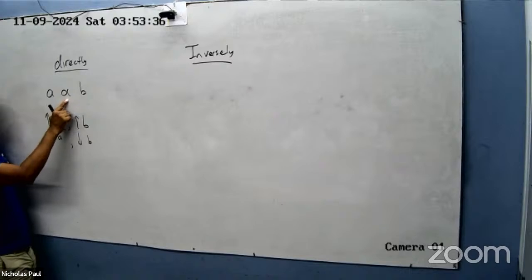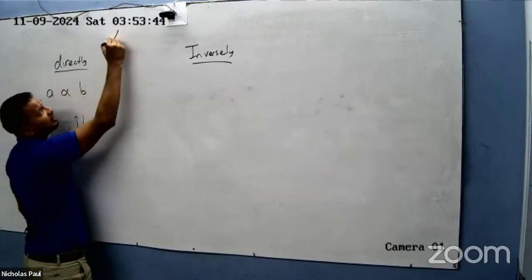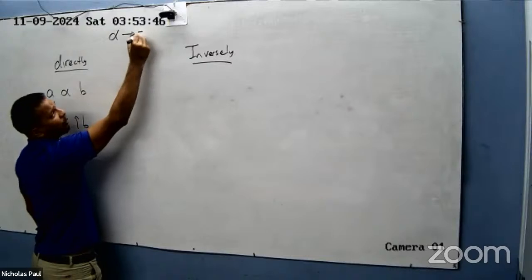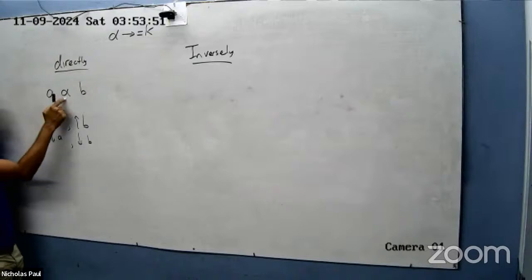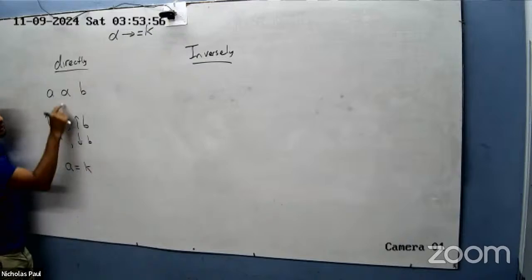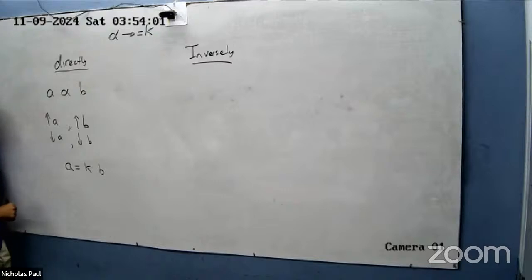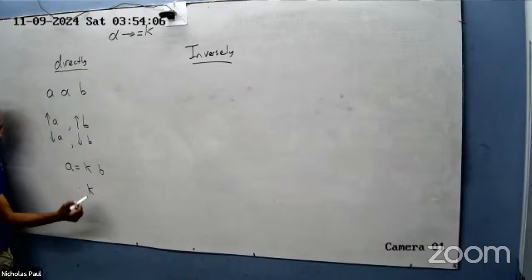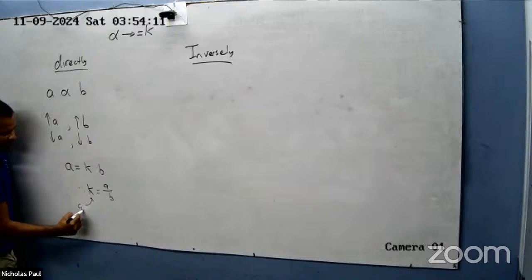This is not a formula. This is not an equation. Remember, an equation must have an equal sign. So this proportional sign here is always equivalent to an equal sign and some constant k. So I could rewrite this like this: A is equal to k times B, because I'm removing the proportional sign and writing in the equal sign and the k. And if I ask you to find k, which is a constant, k is equal to A over B.